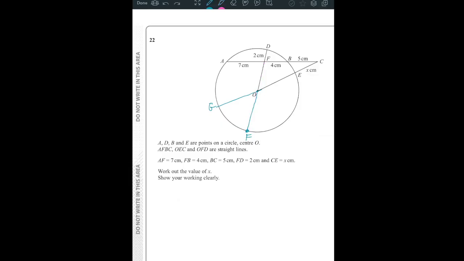So let's do that. My first intersecting chord formula: AF times FB, F is the intersection point, so it's going to be included in everything, is DF times, oh, I've used F twice, haven't I? I did not see the F originally in the middle. So I'll rename that as H. Okay, so that's 7 times 4 equals 2 times whatever this FH is. So FH is 14 by solving that.